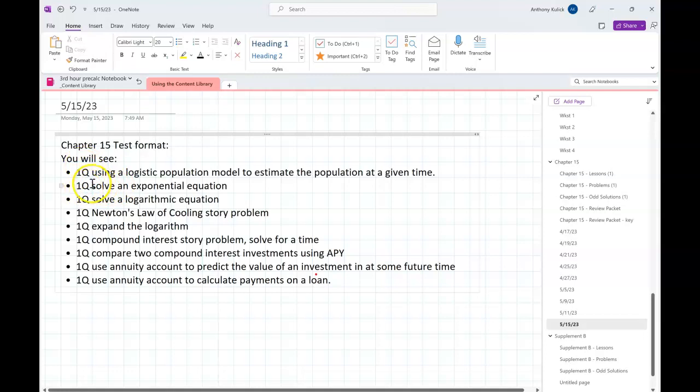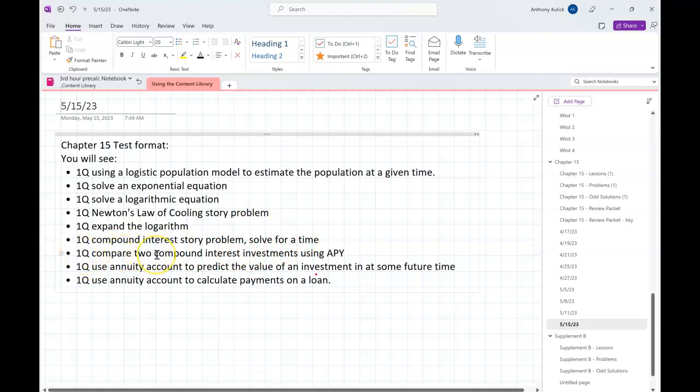You'll have one question where you'll be asked to solve an exponential equation. One question where you need to solve a logarithmic equation. One question where we have to use Newton's law of cooling to answer a story problem. One question where I ask you to expand the logarithm. One question where I give you a compound interest story problem you need to solve for a time.